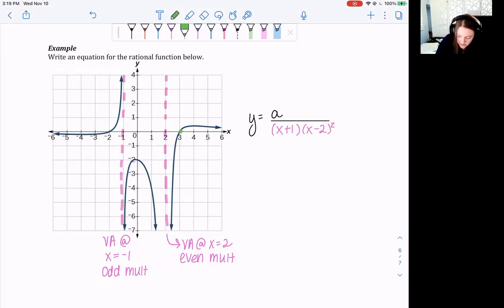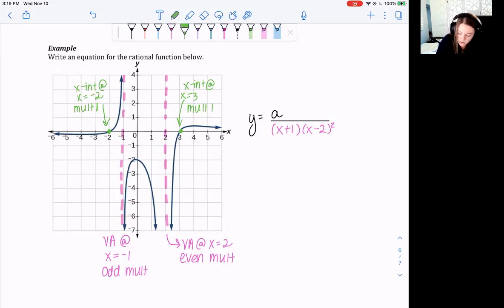Additionally, we have 2 x-intercepts. We have one x-intercept right here. It's at x equals -2. And we cross through it, so its multiplicity is 1. Additionally, we have another x-intercept at x equals 3. We also pass through it there, so the multiplicity is 1. The x-intercepts come from the numerator.